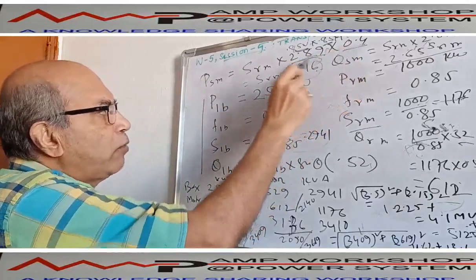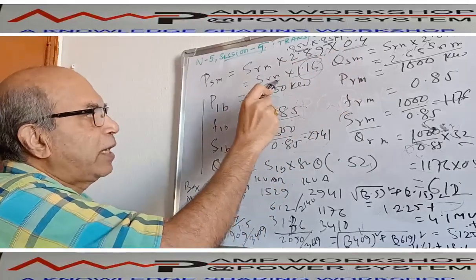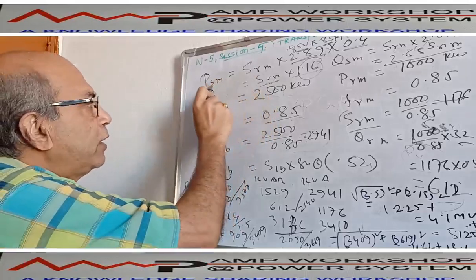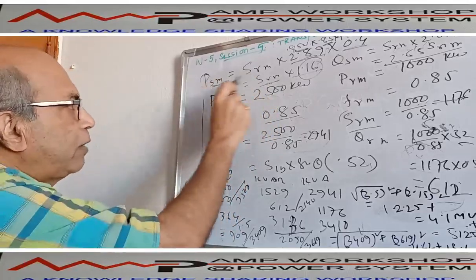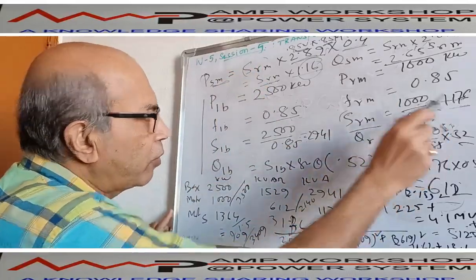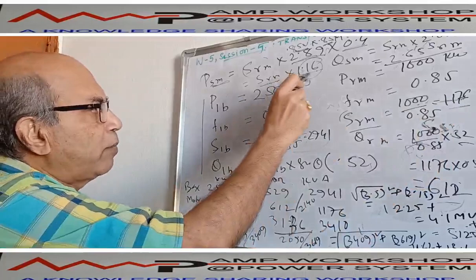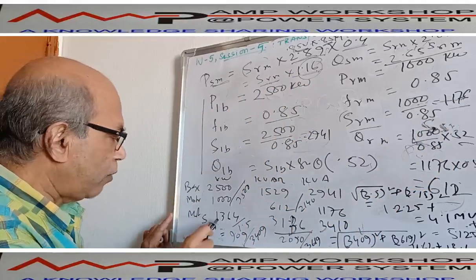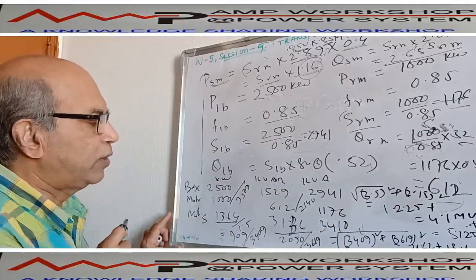So 1.16 into SRM, that is equal to the running kVA. We can calculate this motor SRM. We have calculated motor SRM equal to 1176. You multiply by 1.16, and you will get the kilowatt during motor starting, which is coming to 1364.